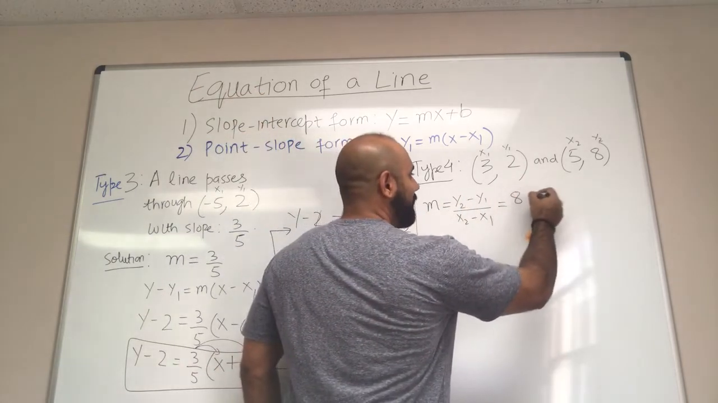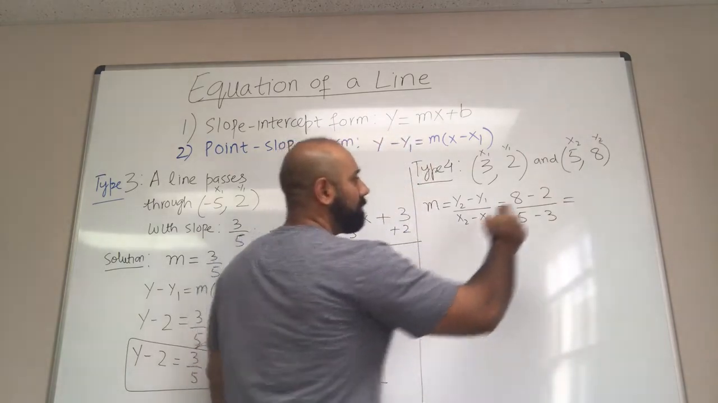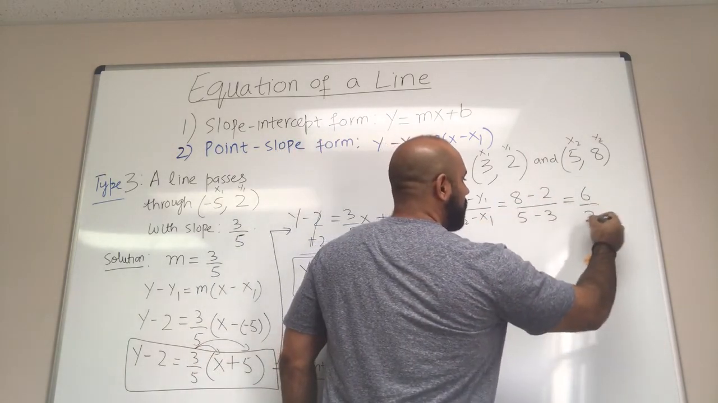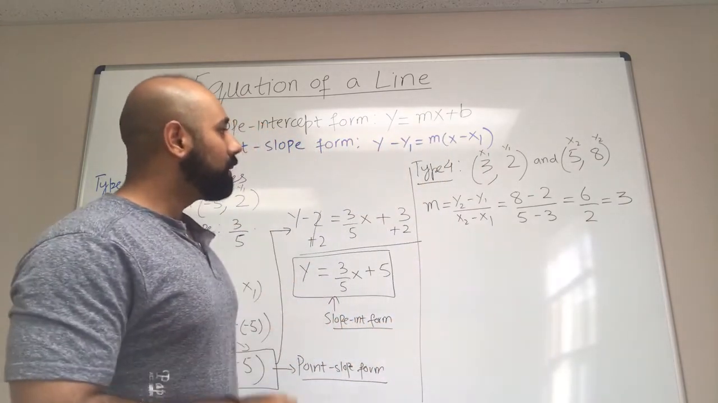So y2 is 8, minus 2, over 5 minus 3. 8 minus 2 is 6, over 2, which is 3. The slope is 3. We have the slope.